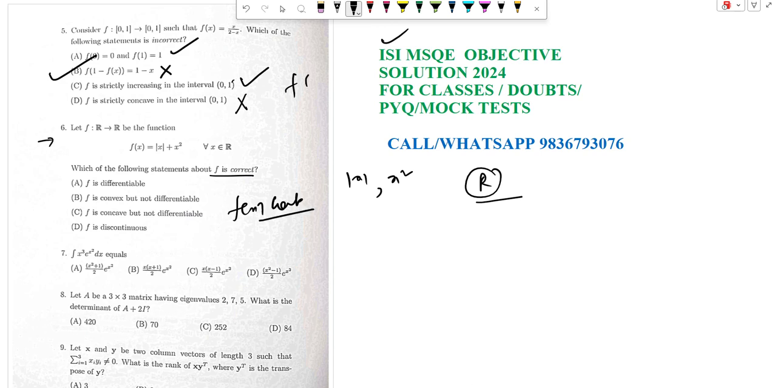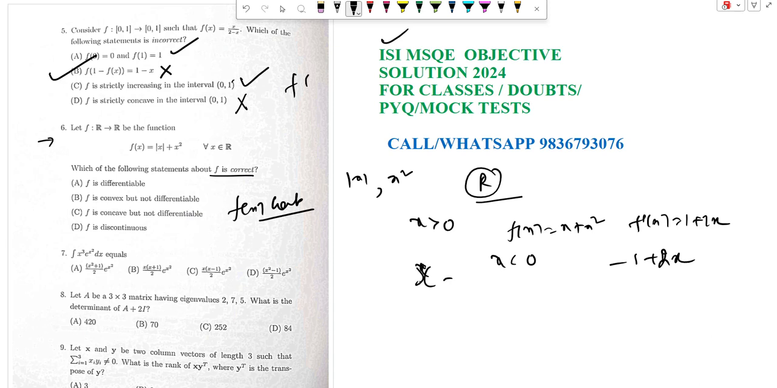For differentiability, we consider the derivative at different points. At x greater than 0, f(x) is x plus x squared, so f'(x) is 1 plus 2x. At x less than 0, f'(x) is minus 1 plus 2x. At x equal to 0, we need to check the left hand and the right hand limits.